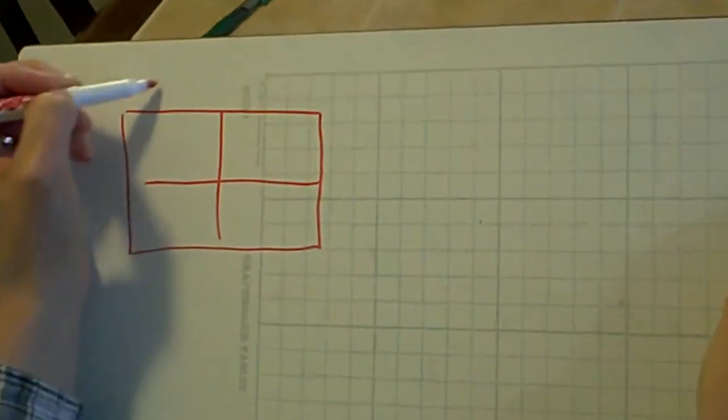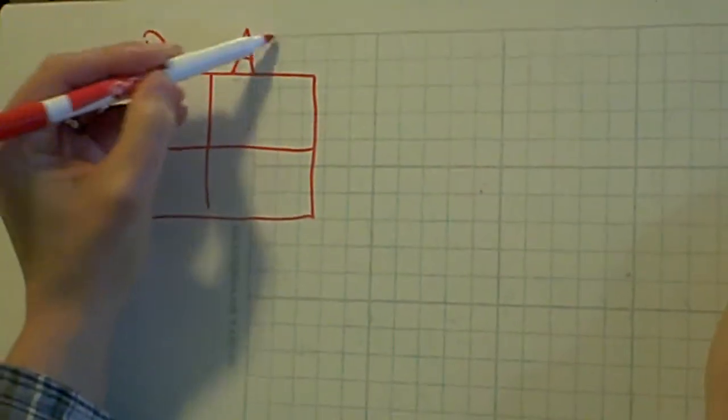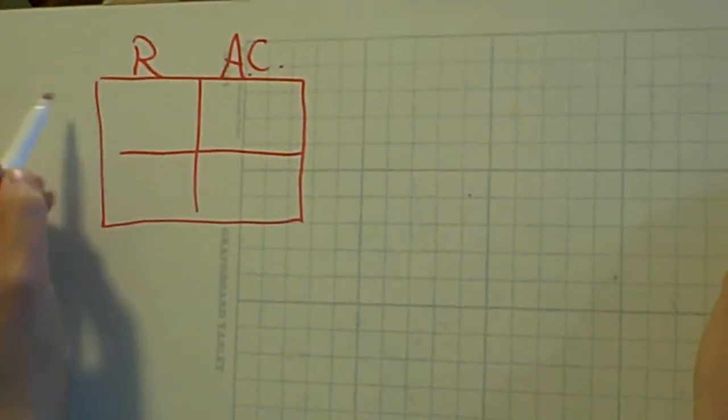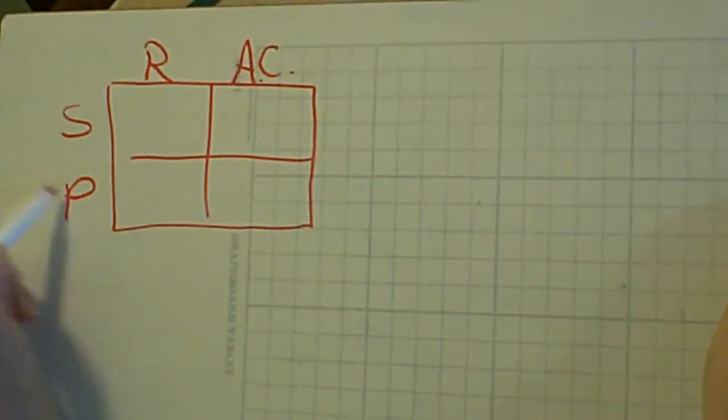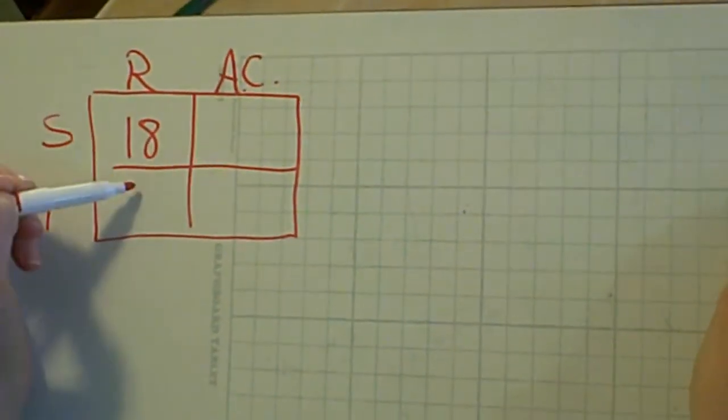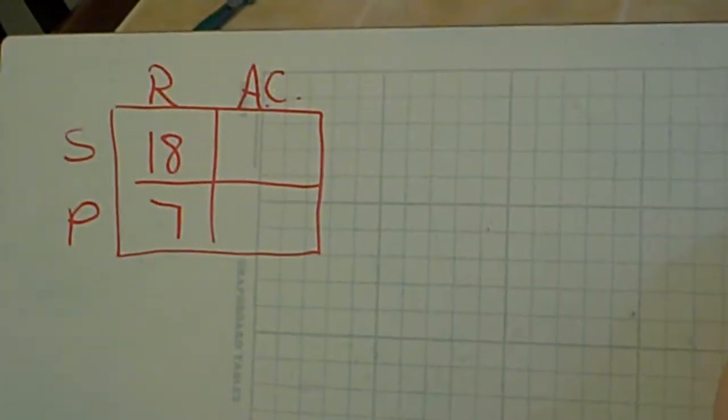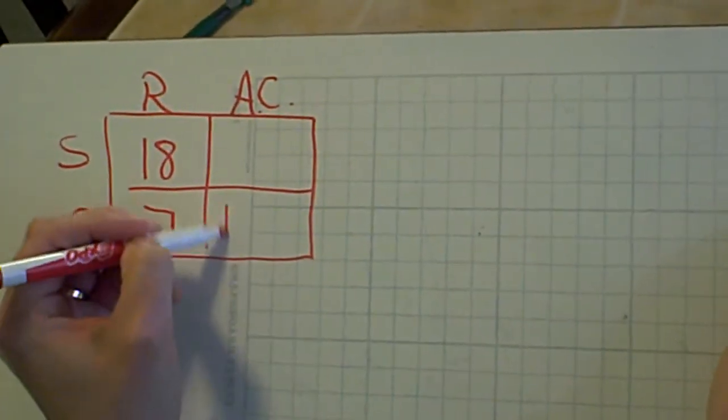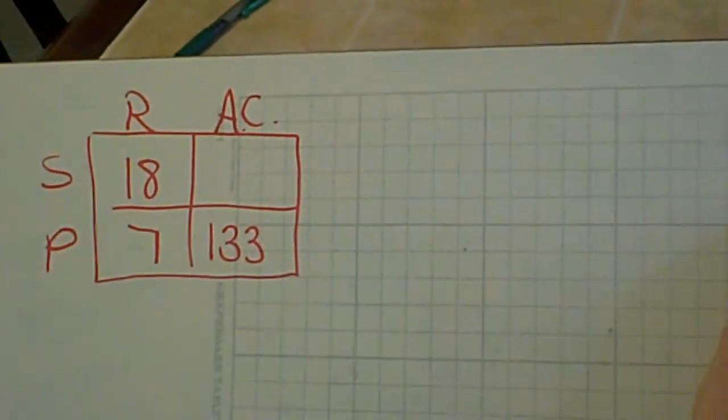Remember, the first column is your ratio, the second column is actual count. Let's do sailors to pirates in that order. The ratio is 18 to 7, so it would look like that. 133 actual pirates means that we put the 133 there. And there's two different ways we can do this.